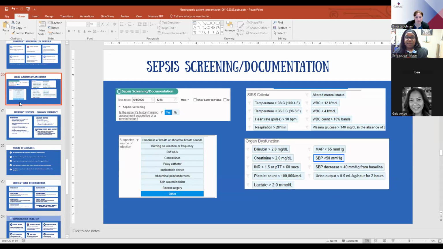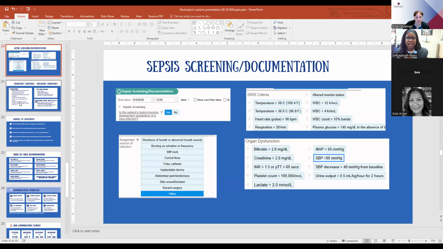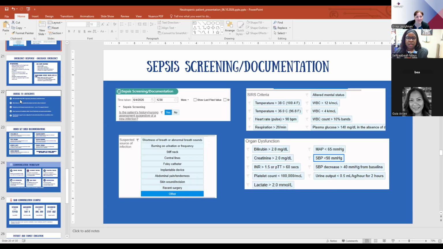This is what the sepsis screening looks like. This is what we kind of played along with, just to see what populates when the sepsis screening is brought on. It highlights the temperatures, the SIRS criteria, and also some of the suspected sources of infection that we can populate for this patient, and then organ dysfunction, some of the labs that we will compare to see if this patient is indeed beginning episodes of sepsis.